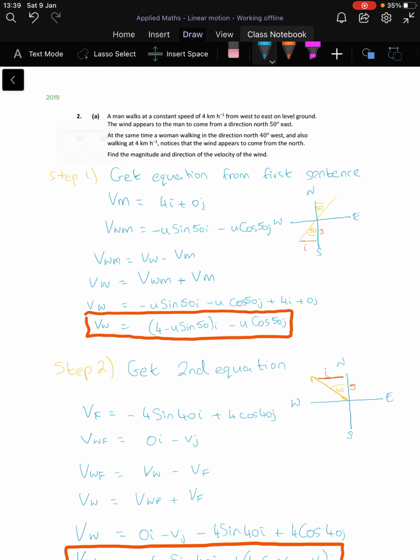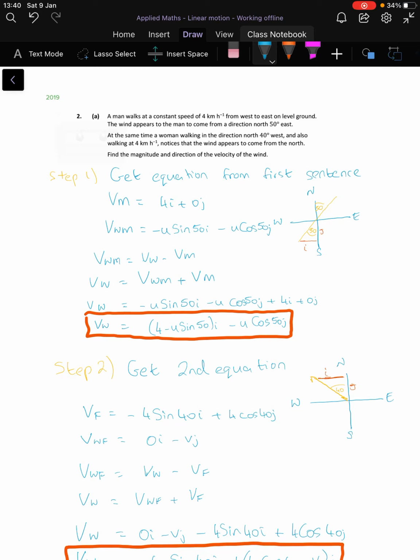So again, we have our question at the top here. Now I'm going to work with the first equation, and the first equation comes from the first sentence. It says a man walks at a constant speed of 4 kilometers per hour from west to east on ground level. The wind appears to the man to come from a direction of north 50 degrees east. So we need to resolve these and write them in terms of I and J.